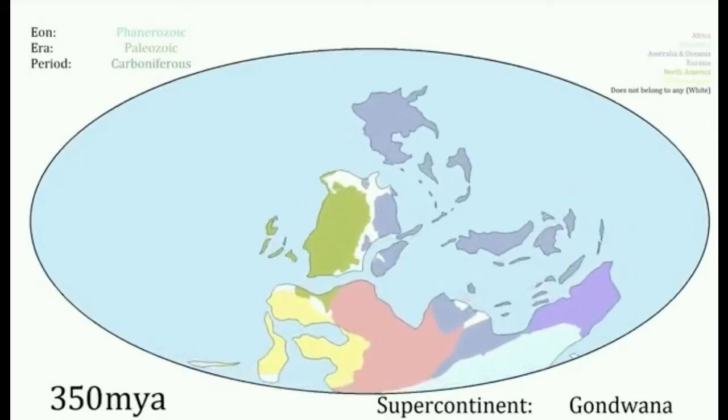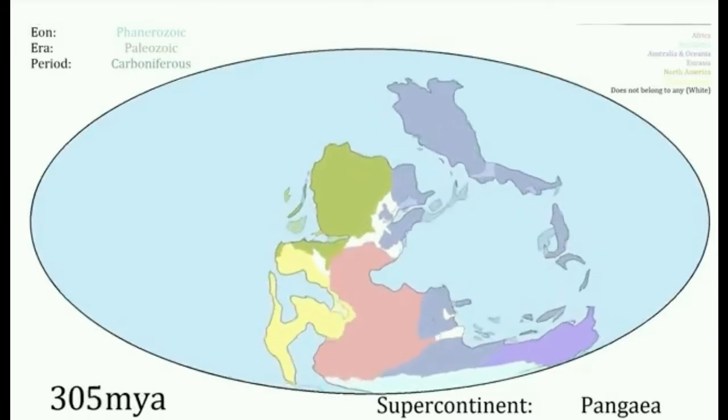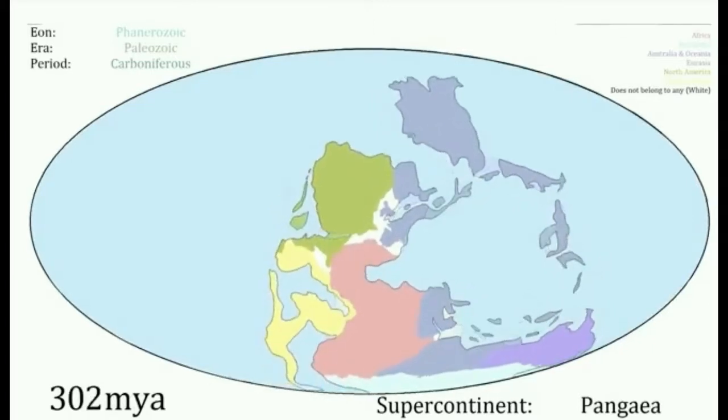Here's a video of the continents moving together during the Carboniferous period, and as you can see, they're moving closer and closer to each other, forming the supercontinent Pangaea.